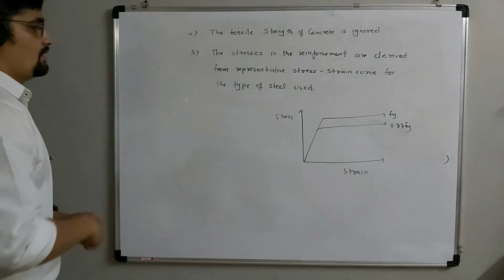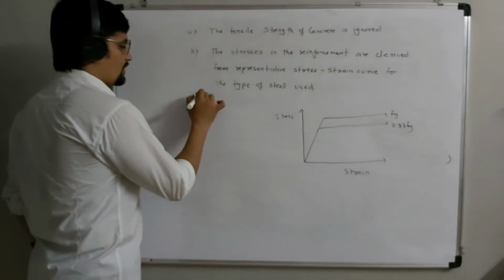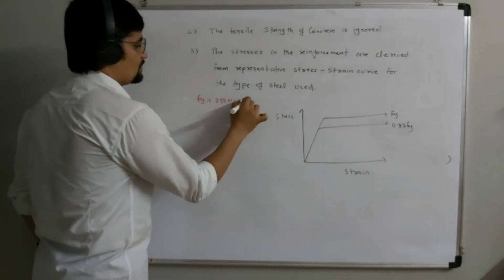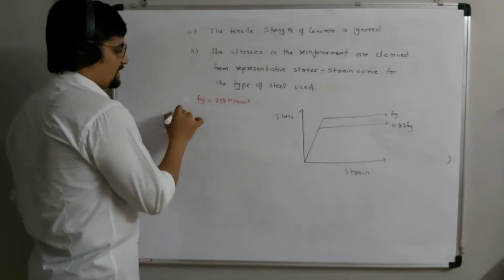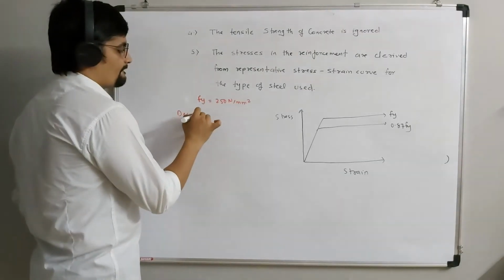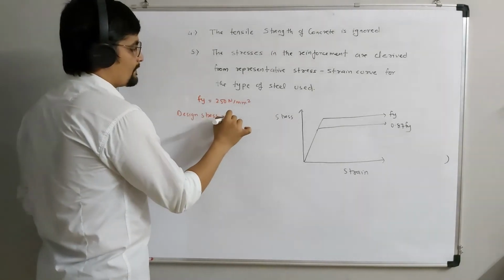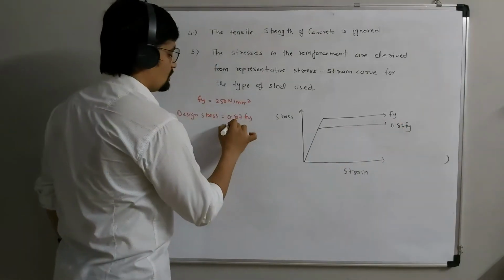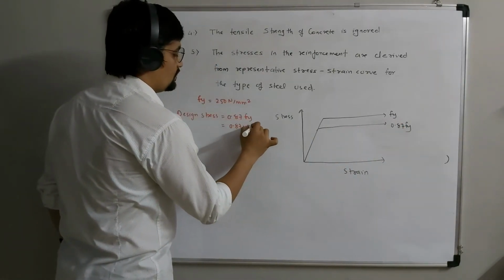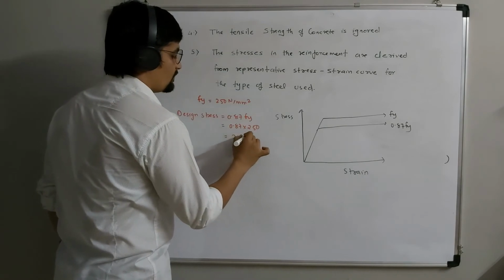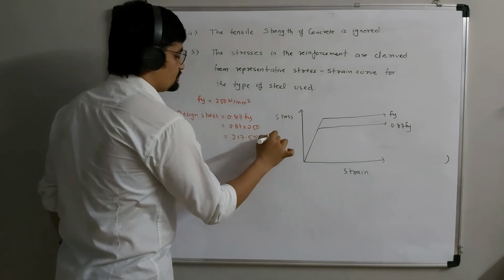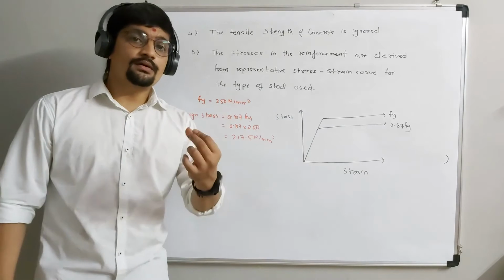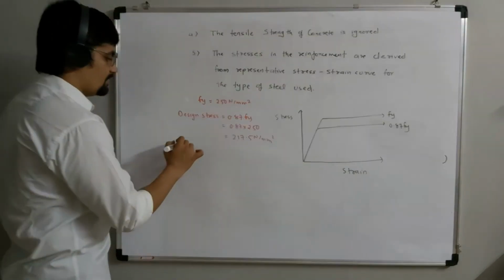So for Fy is equal to 250 Newton per mm square, the maximum stress, design stress will be 0.87 Fy. So it will be what? 0.87 into 250. So we will get 217.5 Newton per mm square. Okay. So at that time, what will be the design strain? What will be the design strain?